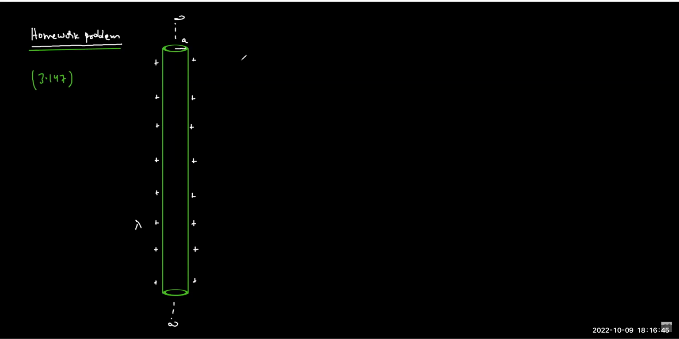So what is the field at the surface? The field at the surface is as good as finding the field at a distance a from the axis. For any linearly charged wire, what is the formula of the electric field at a distance a? Lambda by 2 pi epsilon naught a. Correct. Very good. So lambda, which was not given, now we know it.